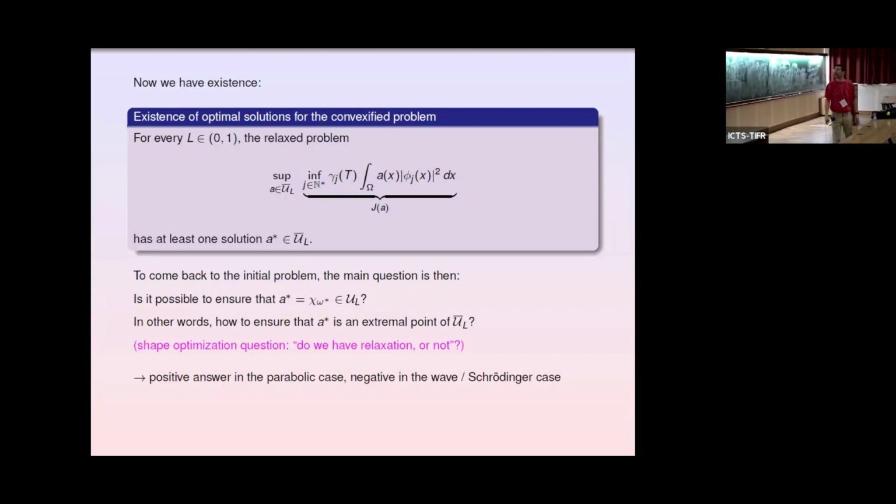We would like to prove that this maximizer is actually an extreme point of UL bar, which is not at all obvious. We are not in finite dimension, right? In finite dimension, okay, it would be the end of the game, because we would be automatically at the boundary, at an extreme point. But no, not here. We are in infinite dimension. Does not work.